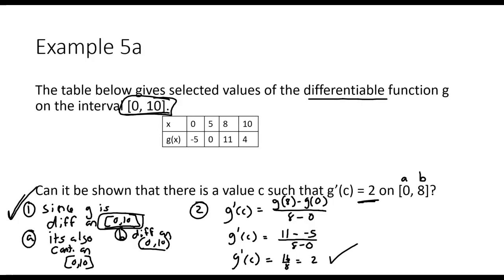Now, on number 2, you're actually going to do the math, though. And you're going to apply it to the interval that's in the question. And therefore, I've proven that, yes, there has to be some value c where the derivative equals the average rate of change on this interval. And the average rate of change on that interval happens to be 2. So we've proven it. Yes, there is a value c such that g prime of c equals 2 on that interval. So there's your 2 steps.